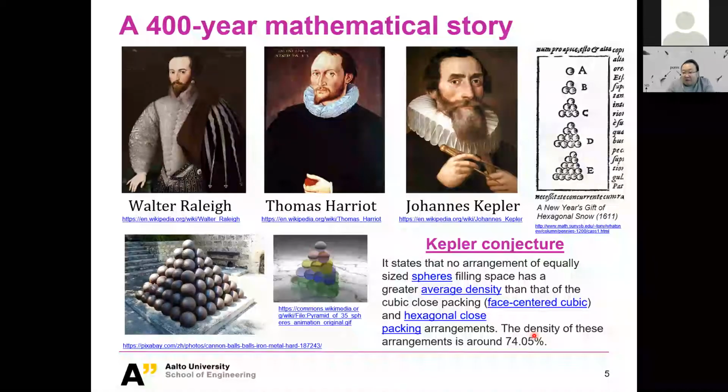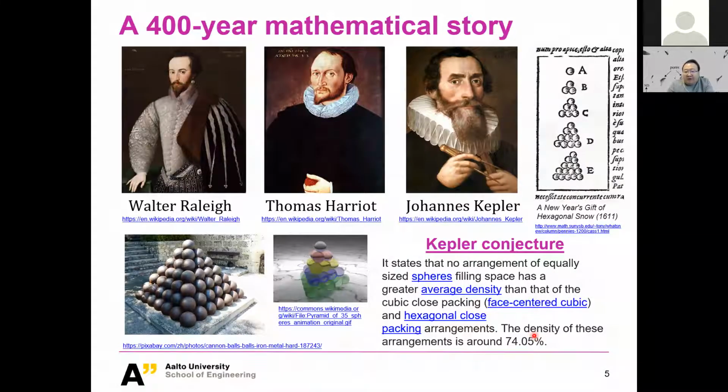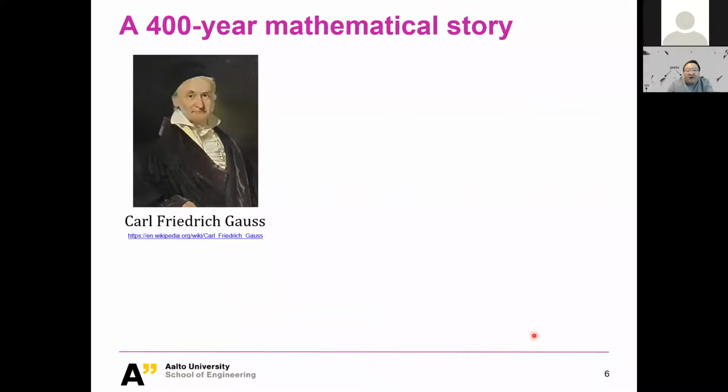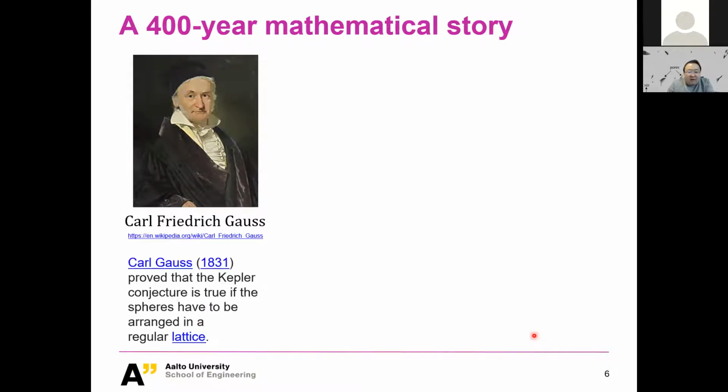But actually the mystery goes on, because none of these people really proved it. And this brought many interested follow-up mathematicians. So for example, the famous Karl Gauss, and he actually gave an official proof that the Kepler conjecture is true if the spheres have to be arranged in a regular lattice. So here's a new definition. So what is a lattice? If you have something in your mind, just stay there. We will go for a definition later. But another important thing is he solved, if it's a regular lattice, the Kepler conjecture is true. But what if it's not regular?